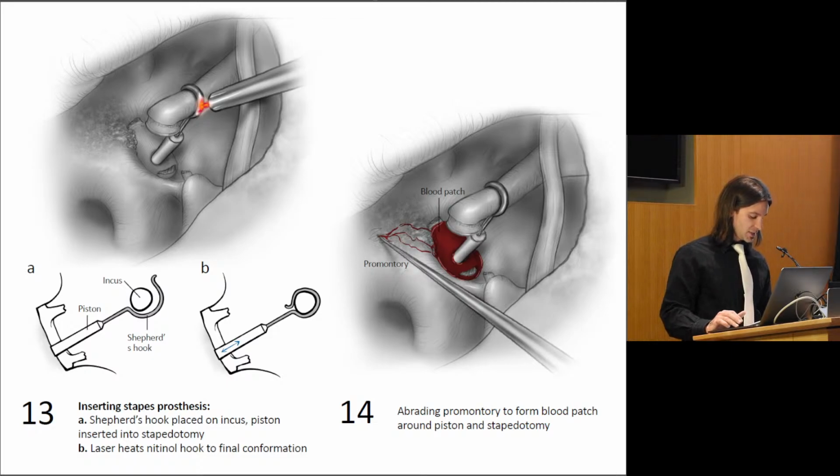The piston of the prosthesis is inserted into the fenestra of the footplate while the shepherd's hook is placed on the incus. A laser is used to heat the nitinol hook, causing it to tighten securely around the incus. Finally, my favorite part of the procedure is creation of the blood patch by abrading vessels on the promontory to seal the piston around the stapedectomy.